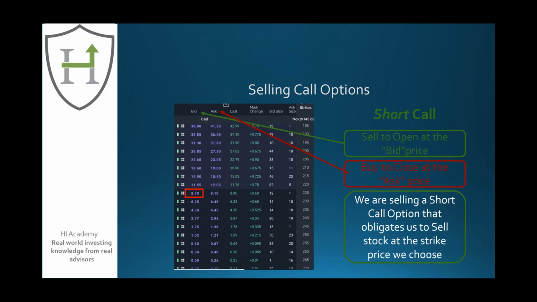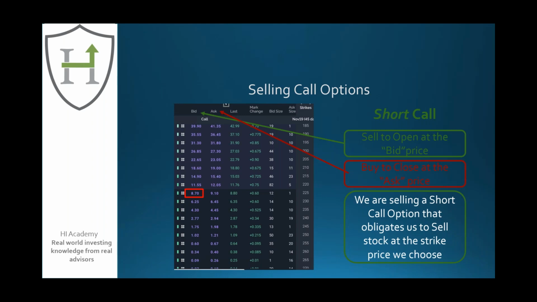Doesn't make sense to sell something at $8.70 and buy it back at $9.10. You'd lose 40 cents. That 40 cents is called the spread, and it's what the market makers get to make sure they put buyers and sellers together. And if there aren't some buyers or sellers, they use their own shares to fulfill those obligations. We're selling a short call option that obligates us to sell stock at that strike price that we choose.